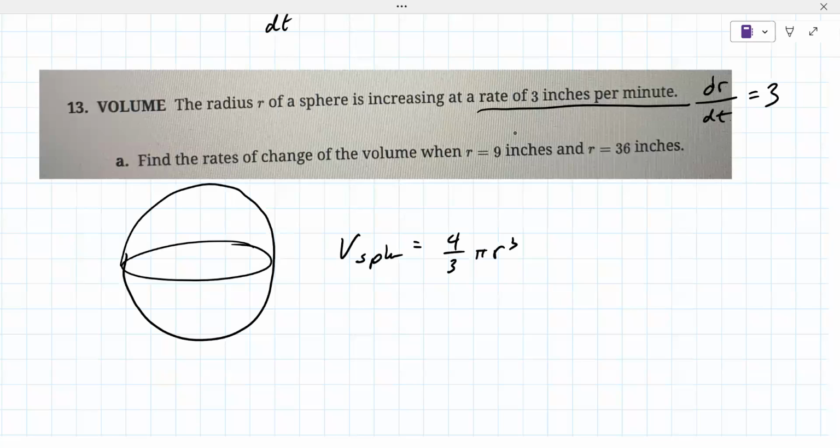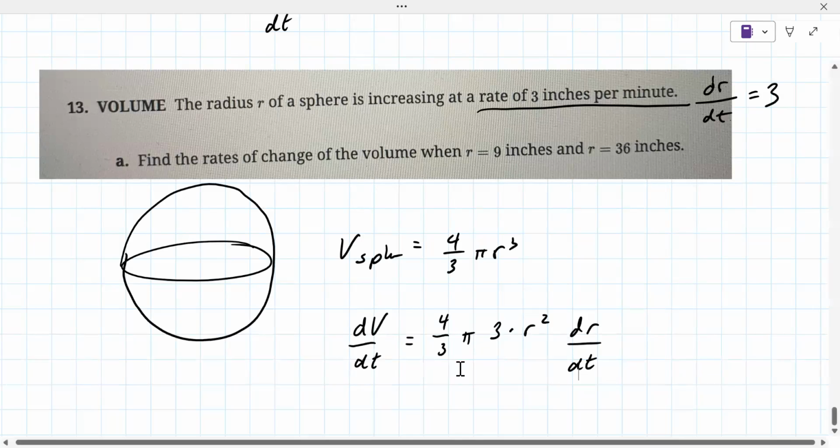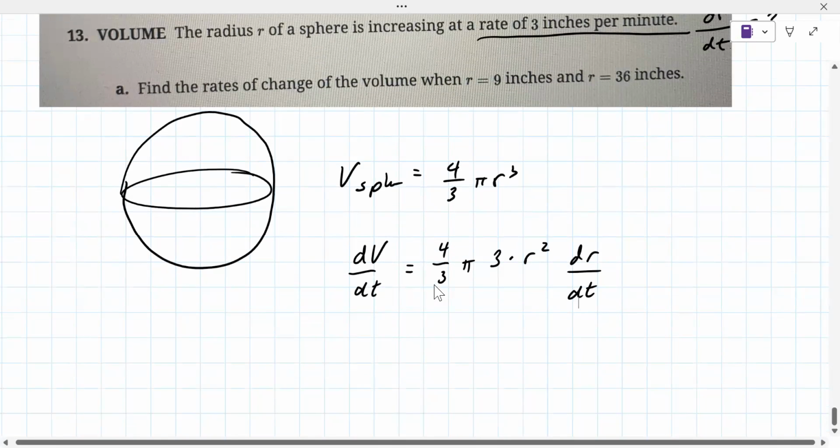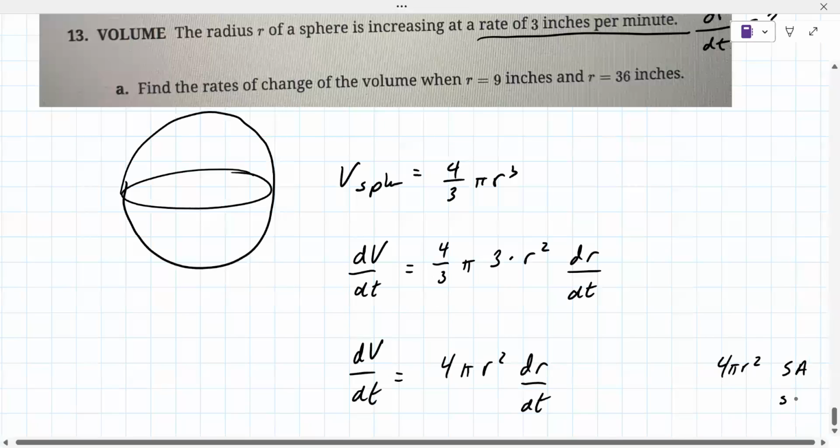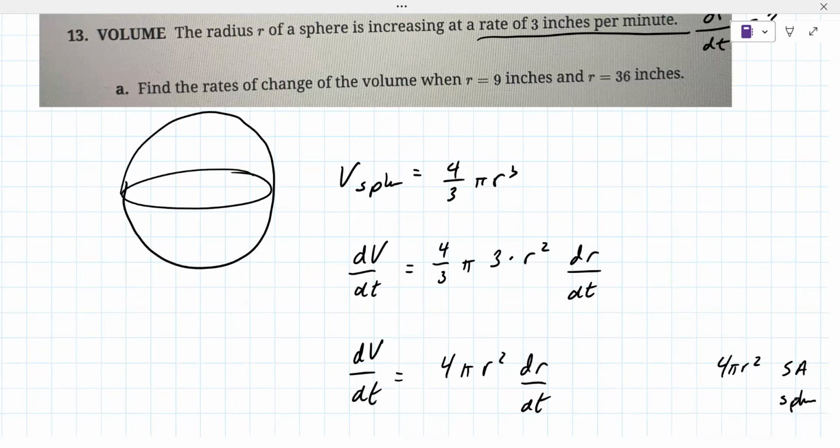So the derivative here, dV dt, the derivative of volume with respect to time, is 4/3 pi, bring the 3 down, r squared dr dt. Okay, so the 3 cancels the 3 on the bottom. dV dt equals 4 pi r squared dr dt. Now, side note here, 4 pi r squared happens to be the surface area of a sphere, which is always the case. The derivative of the volume is the surface area.